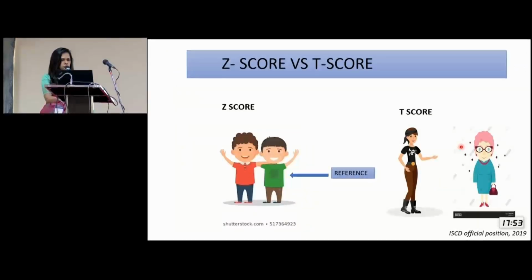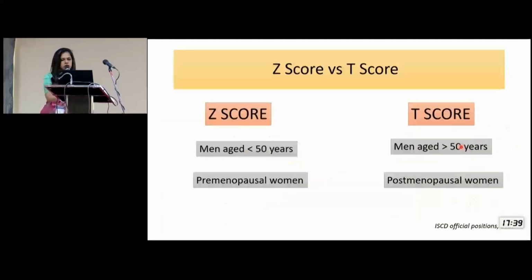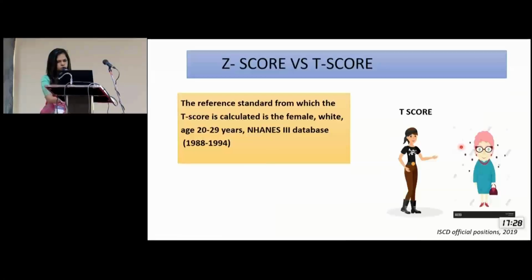And how do you interpret it? Now we know that we have the Z score and the T score. Z score is when you compare a person with a person of similar age group, but a T score is where you compare the bone mineral density of a person with a healthy young adult. So Z score should be used in men aged less than 50 years and all premenopausal women, and T score should be used in men aged more than 50 years and all postmenopausal women.